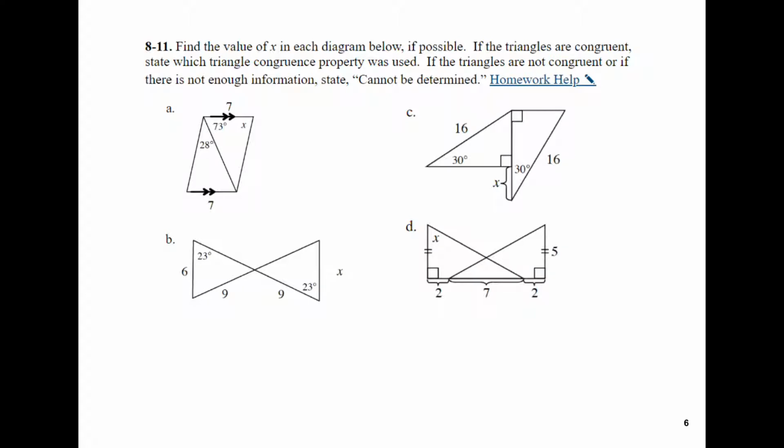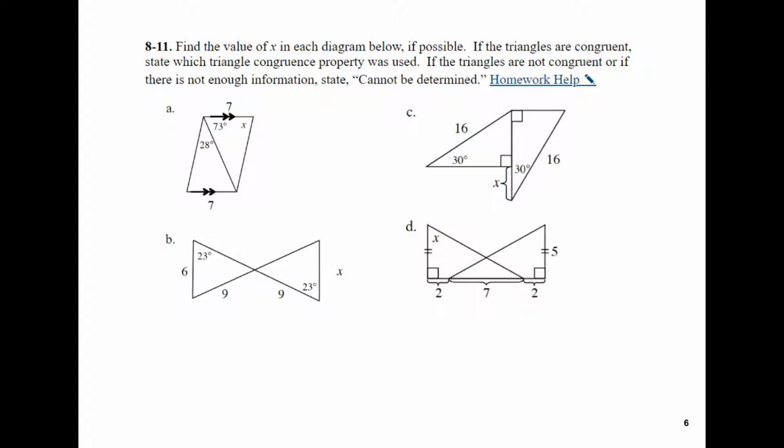8-11 says find the value of x in each diagram below if possible. If the triangles are congruent, state which triangle congruency property was used. If the triangles are not congruent or if there is not enough information, state cannot be determined.